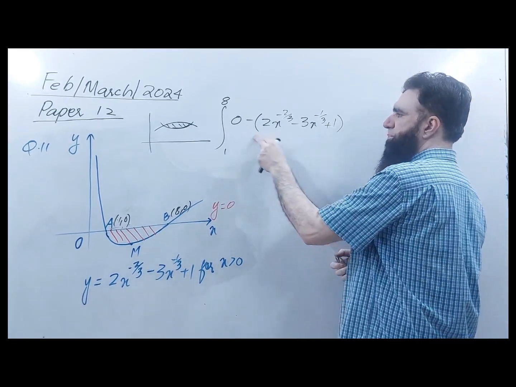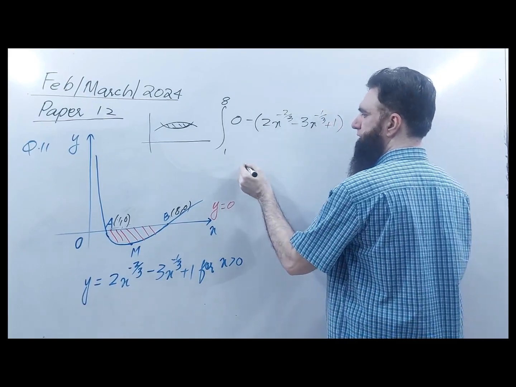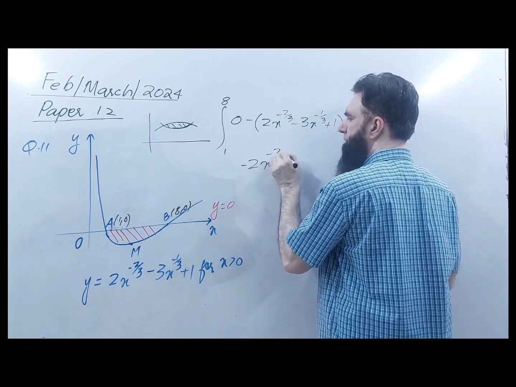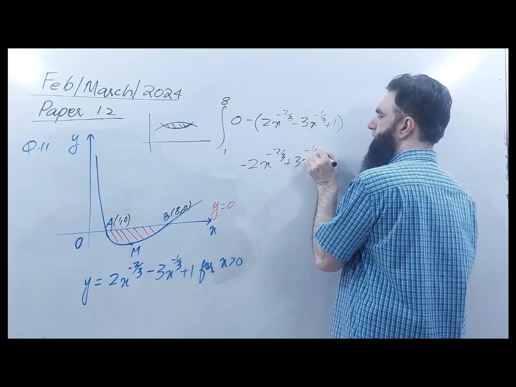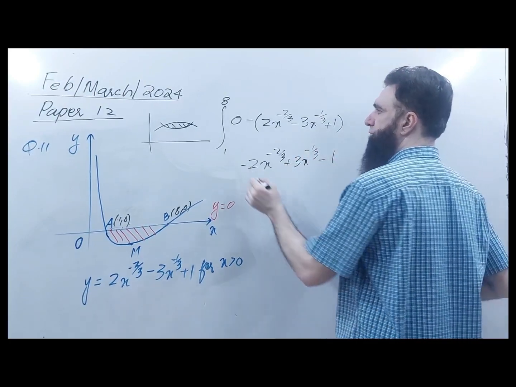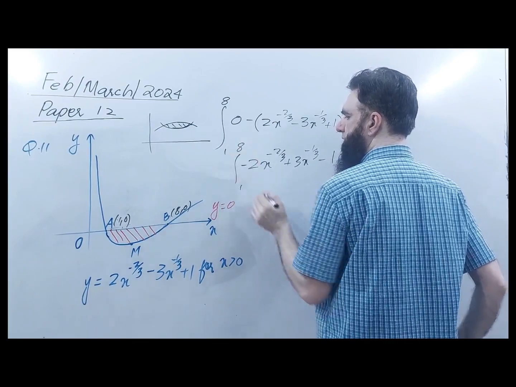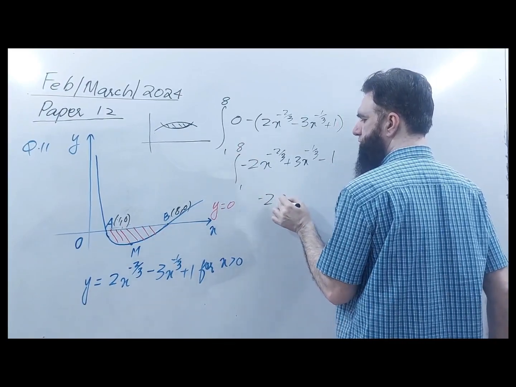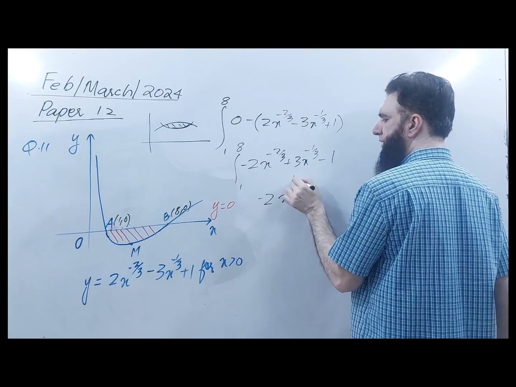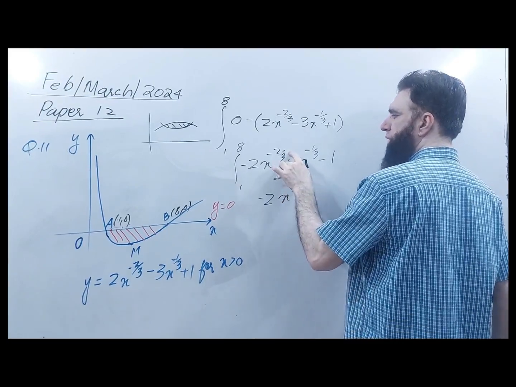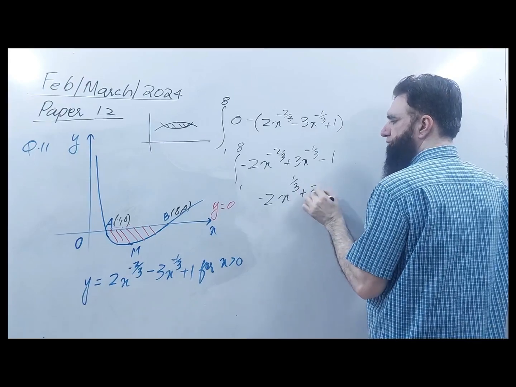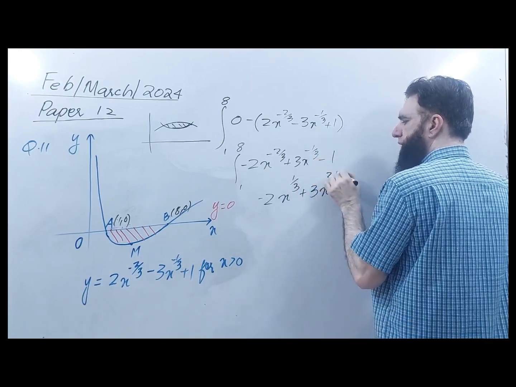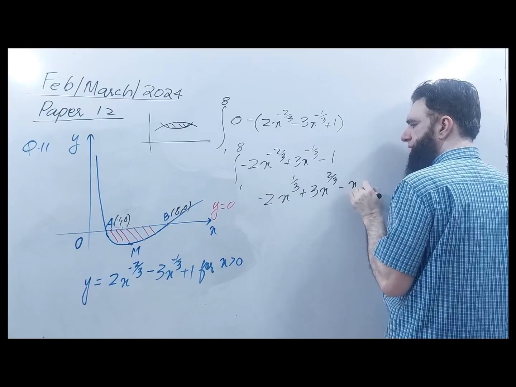So if we simplify this, what we get is minus 2x power minus 2 by 3 plus 3x power minus 1 by 3 and minus 1. Make sure that you do it correctly. Now when you perform integration, this is minus 2x power. If you add 1 in it, you get 1 by 3 plus 3. If you add 1 in it, you get 2 by 3 minus x.